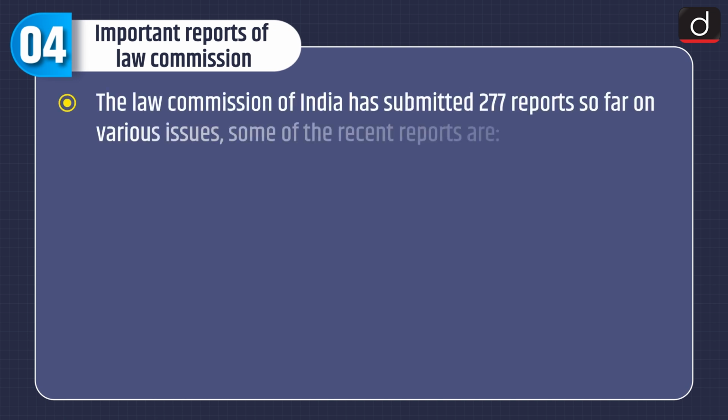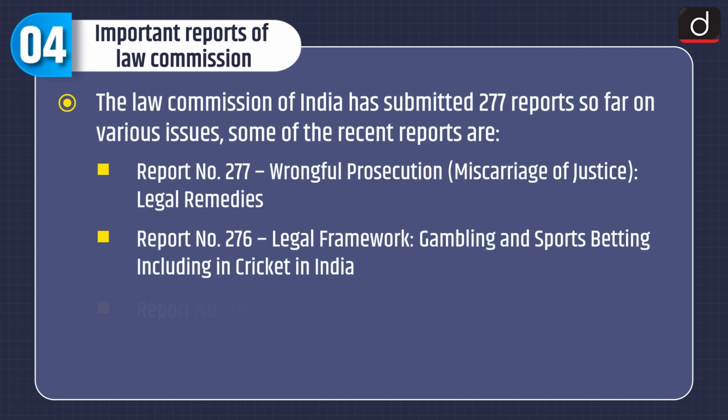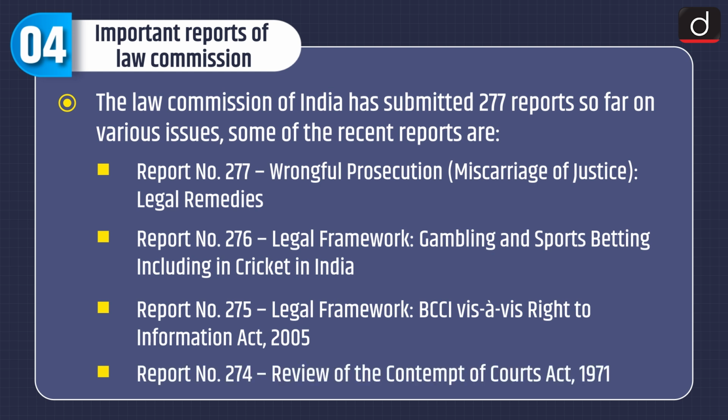Now let's have a look at important reports of Law Commission. The Law Commission of India has submitted 277 reports so far on various issues. Some of the recent reports are Report number 277, Wrongful Prosecution, Miscarriage of Justice, Legal Remedies. Report number 276, Legal Framework, Gambling and Sports Betting, including in Cricket in India. Report number 275, Legal Framework, BCCI, vis-a-vis Right to Information Act 2005. Report number 274, Review of the Contempt of Courts Act 1971.